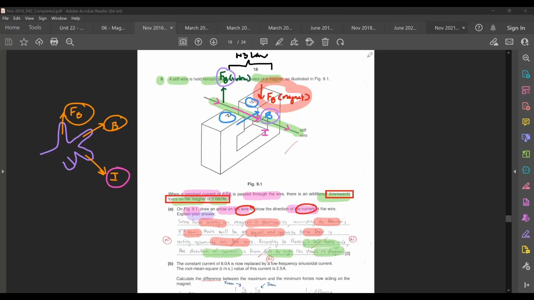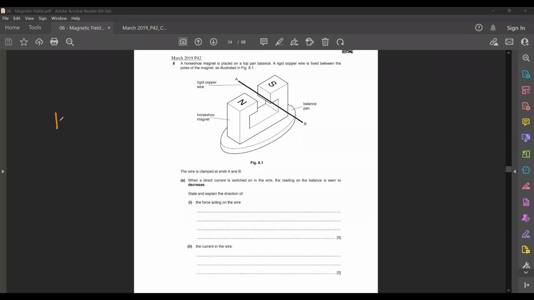Part B, you cannot do yet because this one is related to alternating current. So we'll leave this one for now until we go through the portion related to alternating current. So this is one question here. Okay, for the next question, let's look at page 34. This will be March 2019 P42.